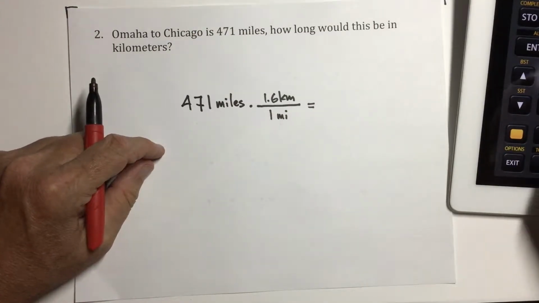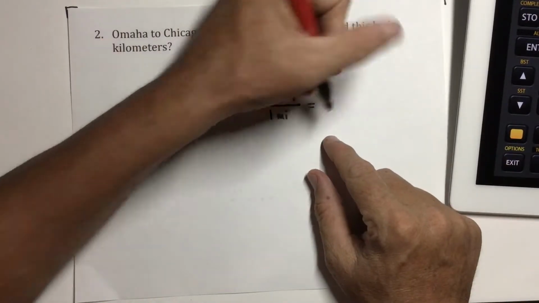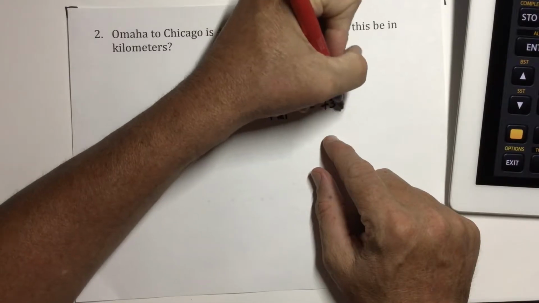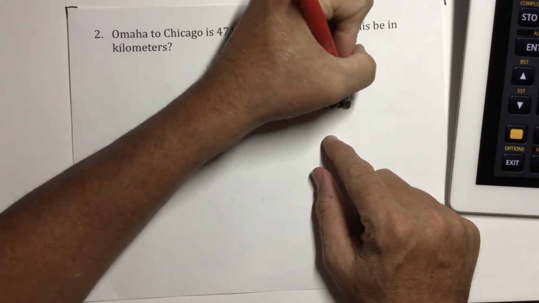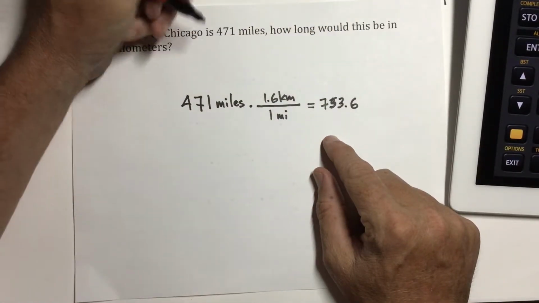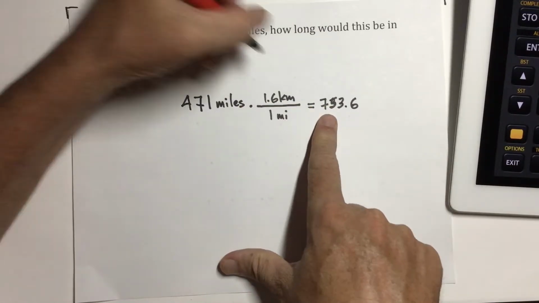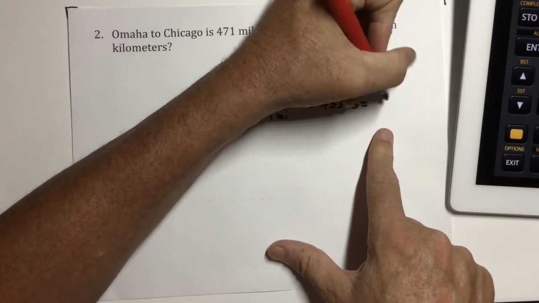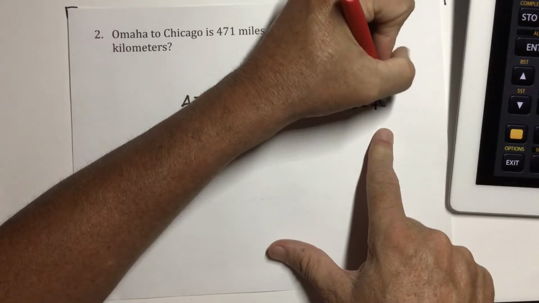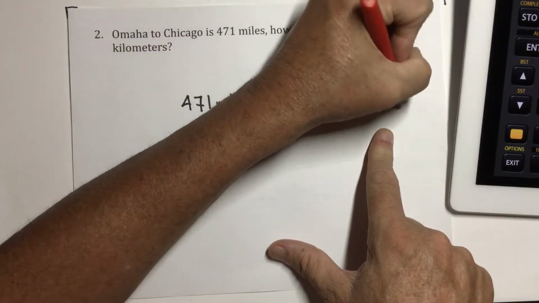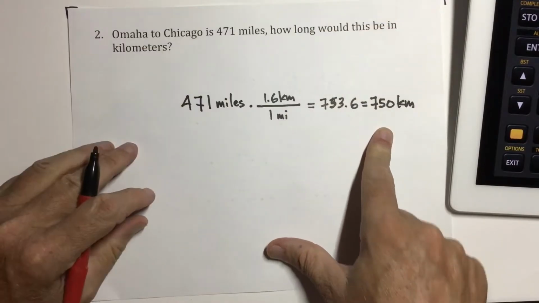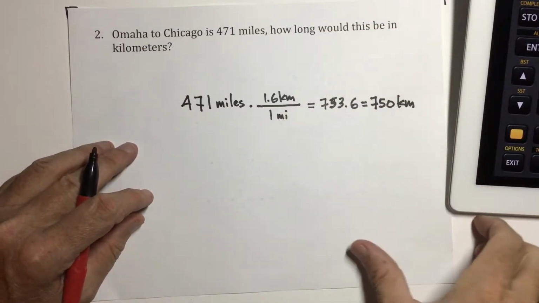I'll use my trusty calculator over here. 471 times 1.6, looks like it's 753.6, but I should only have 2 significant figures in my answer. So the final answer will be 750 kilometers. Done.